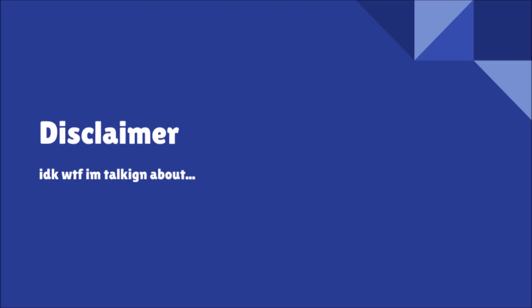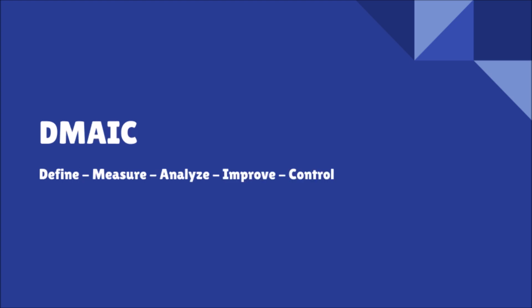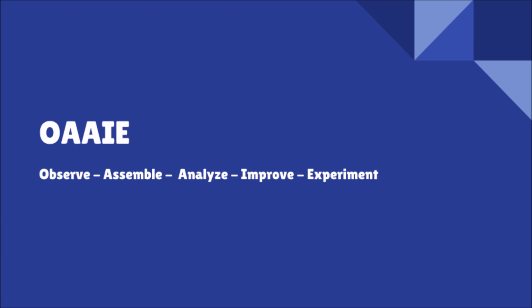So keep in mind that I am not an expert on Six Sigma or DMAIC, and I have an admittedly shaky grasp on these concepts and ideas, but I just wanted to show you how I integrated DMAIC into how I specifically change my decks, and if this is helpful for you, that's just a cool bonus. But anyway, DMAIC stands for define, measure, analyze, improve, and control, and I don't really like that at all, so I have come up with the equally stupid acronym OAAIE, which I think is more descriptive.